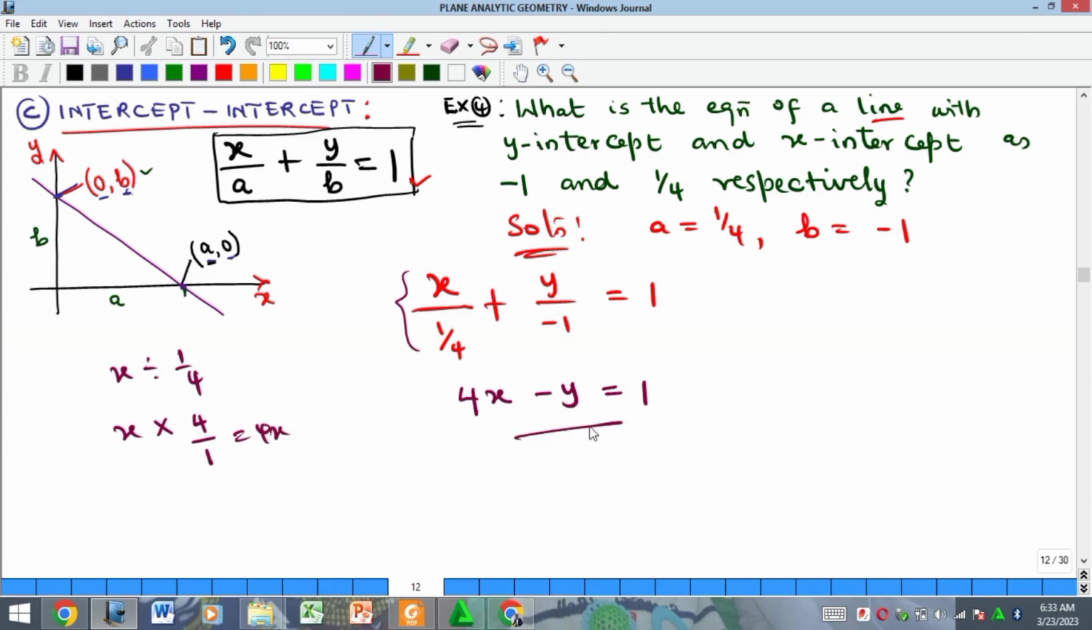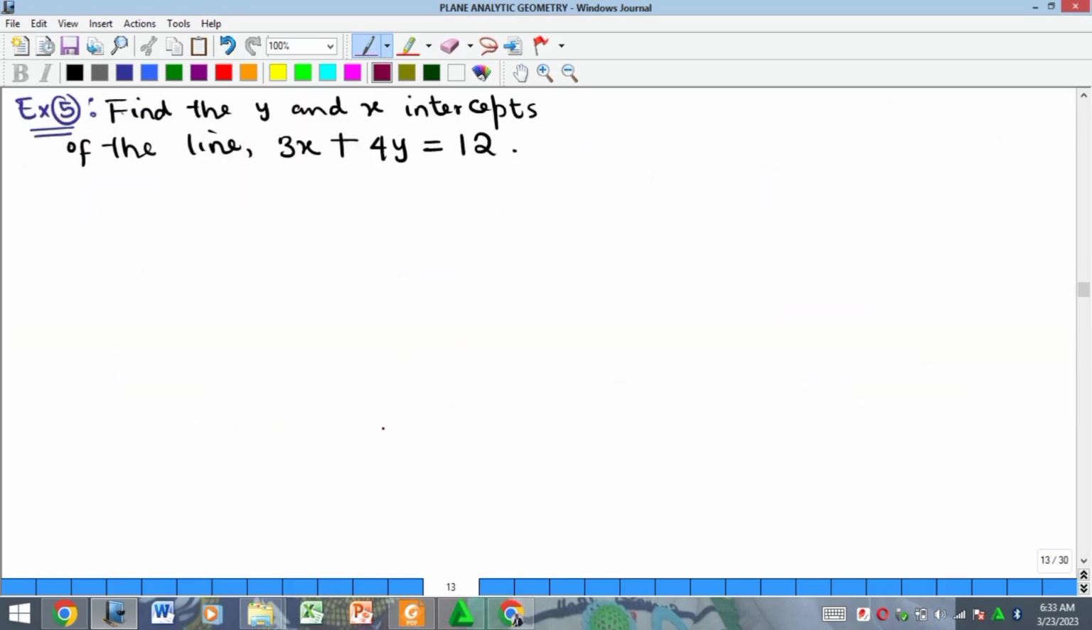So you can choose to leave your equation like this, or you can write it in a form where y is the subject. That means here I can also have, if y comes here and x goes over here, I will have positive y is equal to 4x minus y. And in this case, you can actually see that your slope is equal to what? 4.